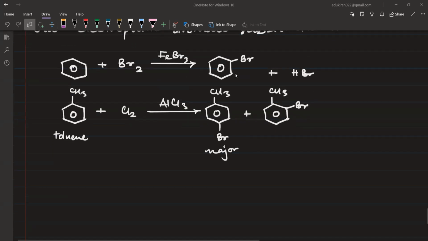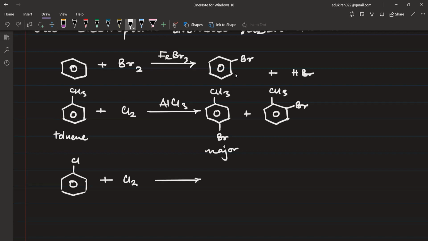You can answer in chat. Do you remember this or no? You can also use the same reaction if you have, for example, Cl, and you want dichlorobenzene. Then you will react with Cl2 in the presence of AlCl3. Now this chlorine is also ortho and para directing. Fatima, do you know this? What is this ortho and para directing? Yes or no? Yes, sir. Okay.